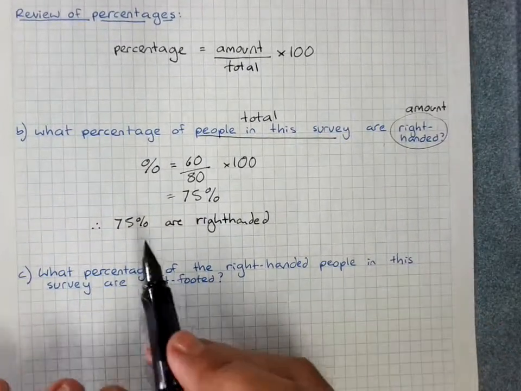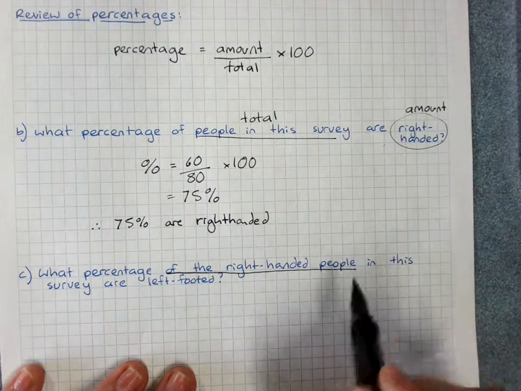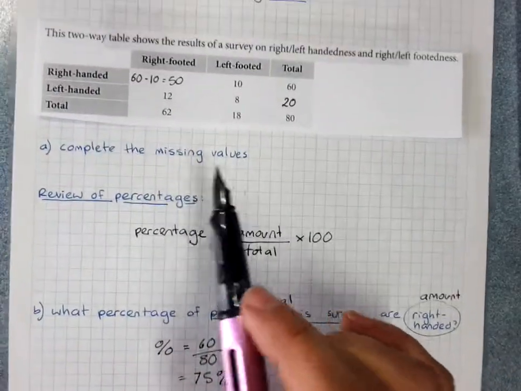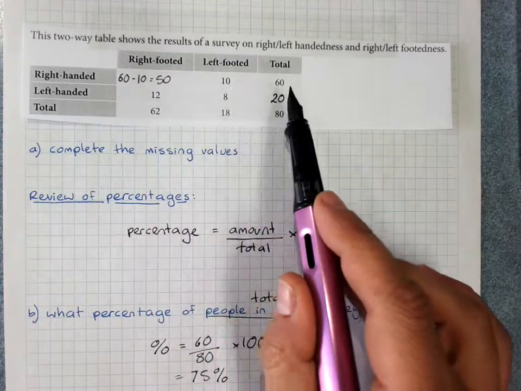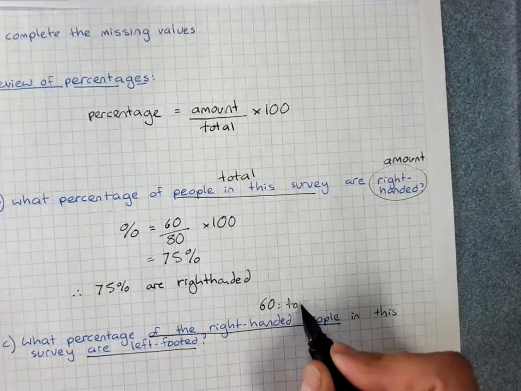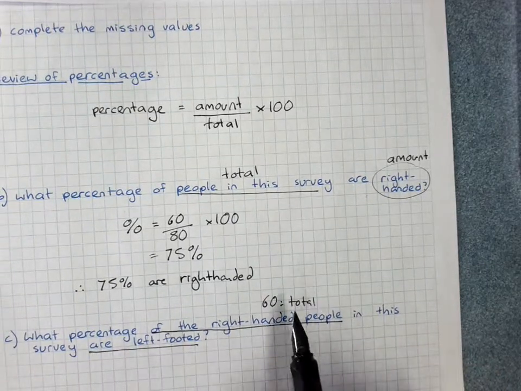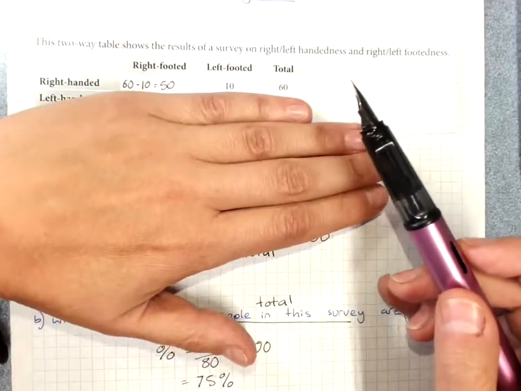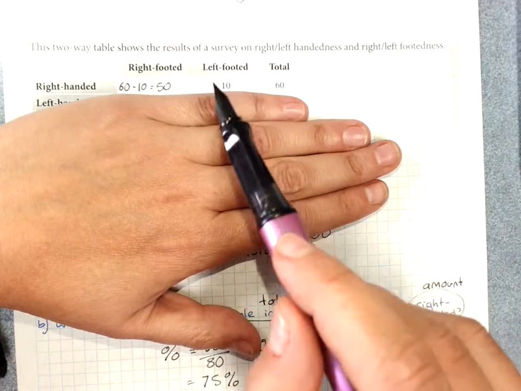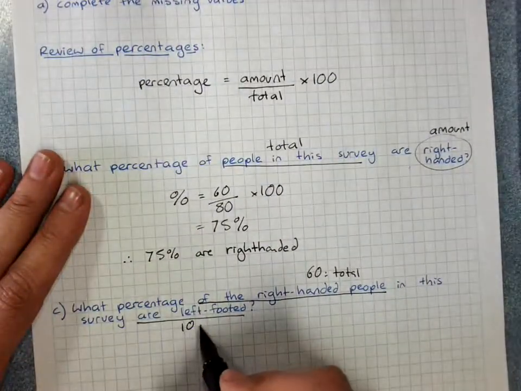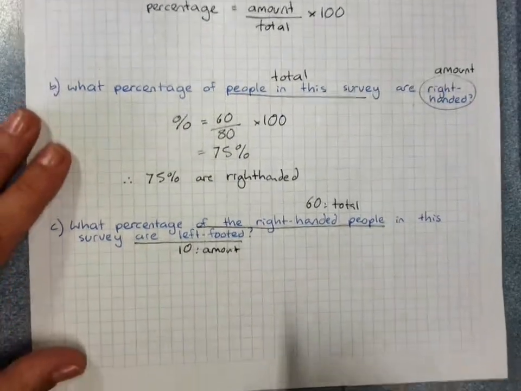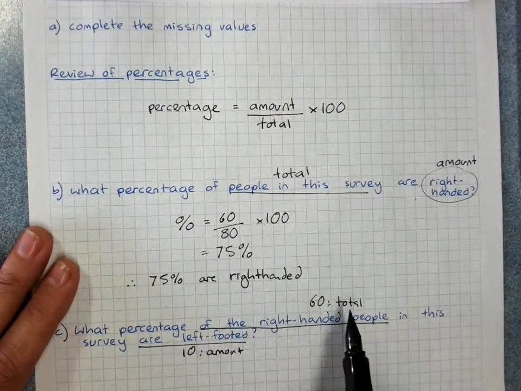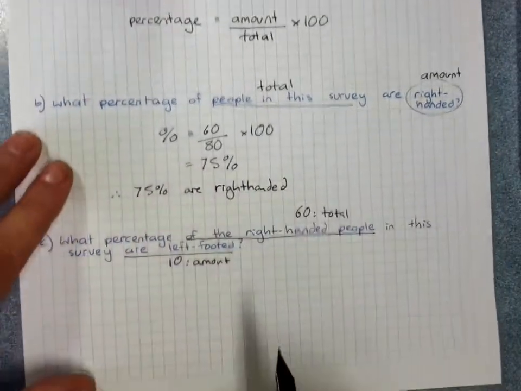Now the next question is, what percentage of the right-handed people are left-footed? So we're only taking this out of the right-handed people. We're not taking it out of everybody. All the right-handed people, that's 60. That's our total. Out of only those, how many are left-footed? So that's only out of the right-handed people, 10 are left-footed, and that's our amount. So we have to be quite careful when we're reading the question that we see what the total is that they're asking for and who the people are that they are asking for.